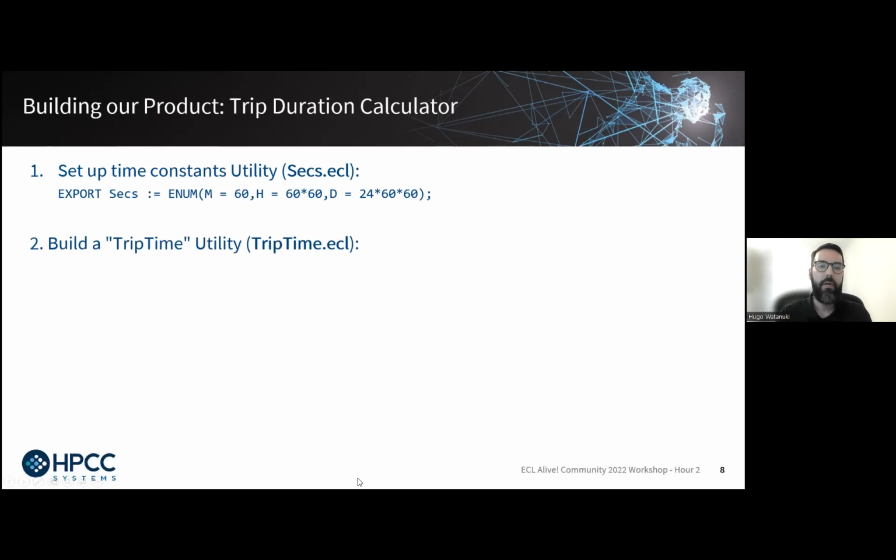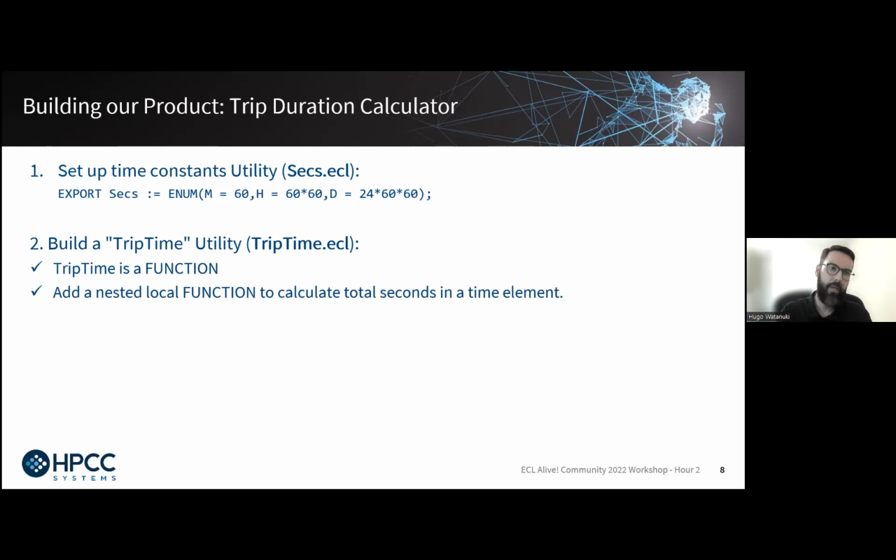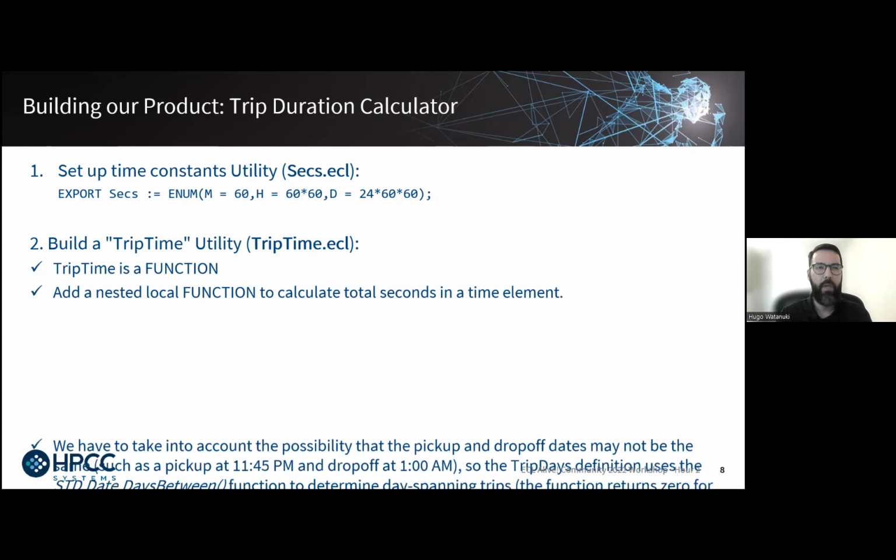The second utility function we will require here is the trip duration calculator, which we call TripTime.ecl. Since we will need to do this calculation for every record in our input data set, it makes sense to create another utility function just to do the work. So we'll put this code in the util folder of our code repository as well. The TripTime ECL code, as I will show you next, is basically a function that contains a nested local function to calculate the total seconds in a time element.